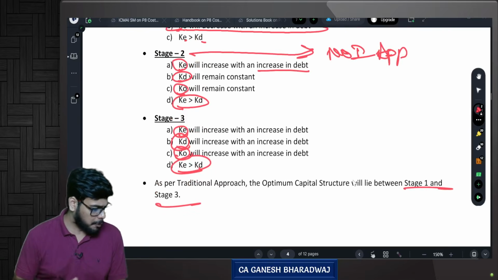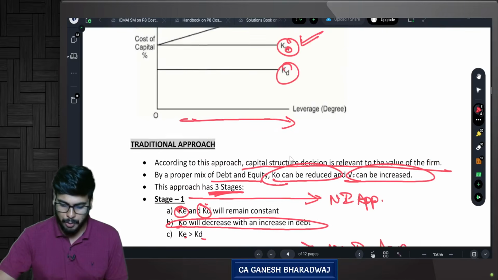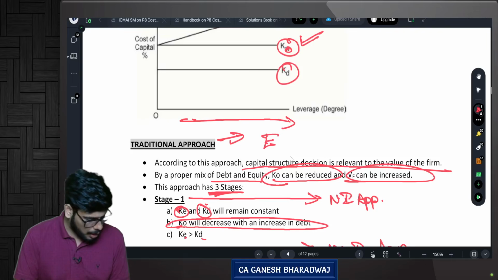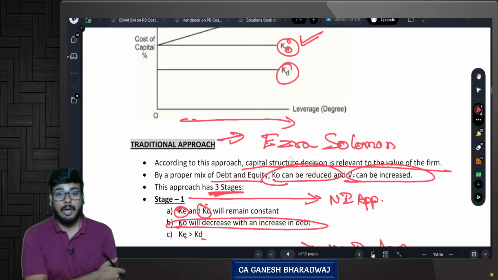Okay, this particular traditional approach was introduced by a person called Ezra Solomon.